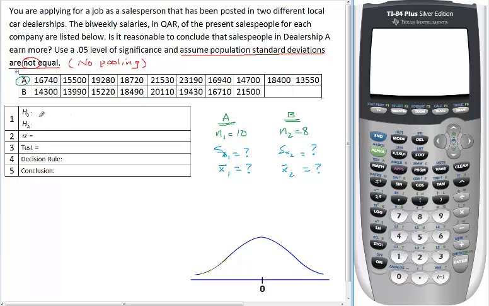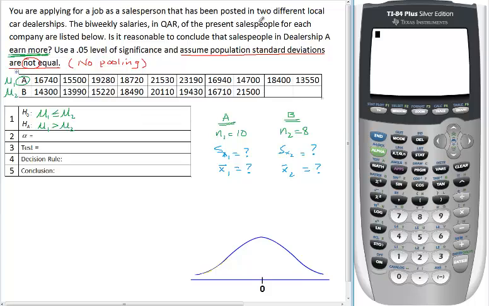What is the null hypothesis? What is the alternate hypothesis? Let's read again, because the alternate hypothesis can often be found in the wording if you're not sure. Is it reasonable to conclude that the salespeople in dealership A earn more? When I see the phrase "earn more," I know that, comparing the means, dealership A is greater than dealership B. So dealership A is mu1, dealership B is mu2, and the null hypothesis is usually the status quo remains the same, so it'll be less than or equal to.